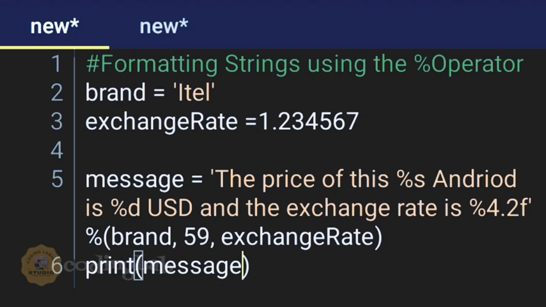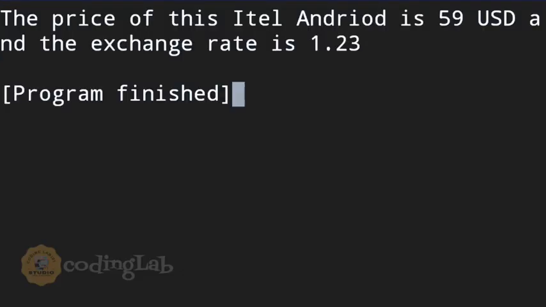Now let's run it. Can you see? The price of this item 100 is 59 USD, and the exchange rate is 1.23.